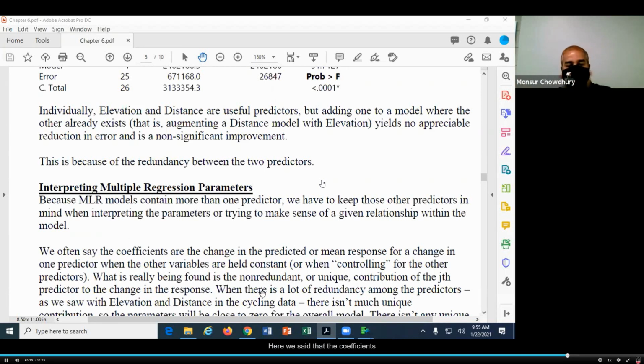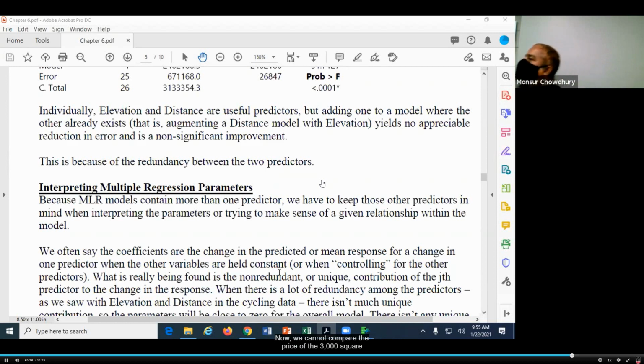So here we say that the coefficients are the change in the predicted or mean response for a change in one predictor when the other variables are constant. That means by fixing the effects of the other variables. So we need to compare apple versus apple, orange versus orange, but we cannot compare apple and orange.